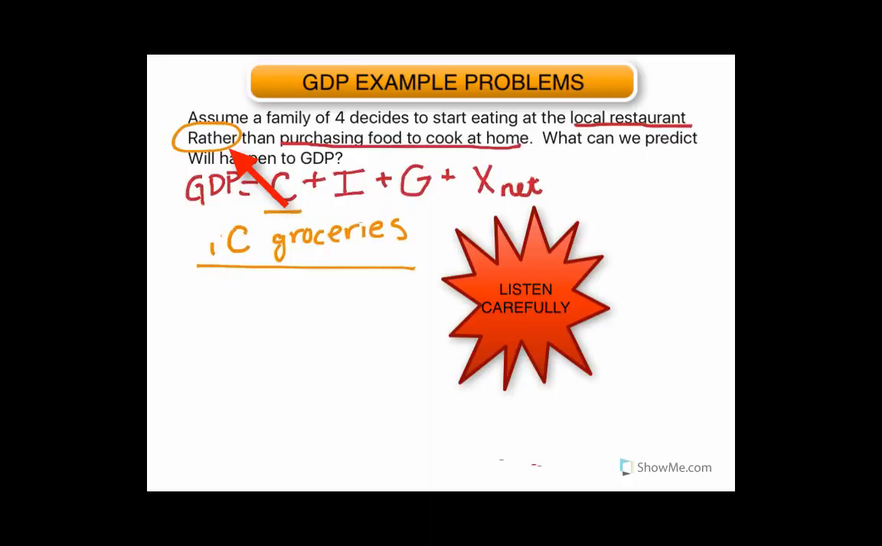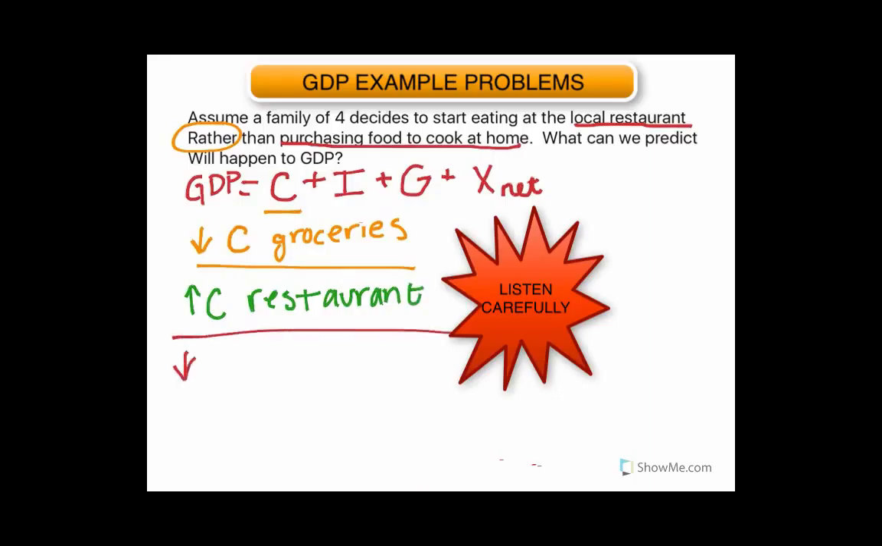Instead of increasing our consumption on groceries, we're decreasing our consumption, because they're no longer buying groceries. So what are they doing? Well, we already stated that they start eating at a local restaurant, so we've increased our consumption at the restaurant. We had a decrease in consumption because we stopped buying groceries, and then we had an increase in consumption because we started buying food at a restaurant.